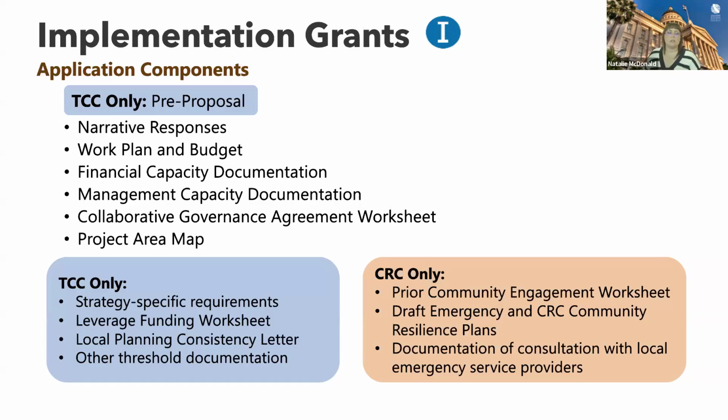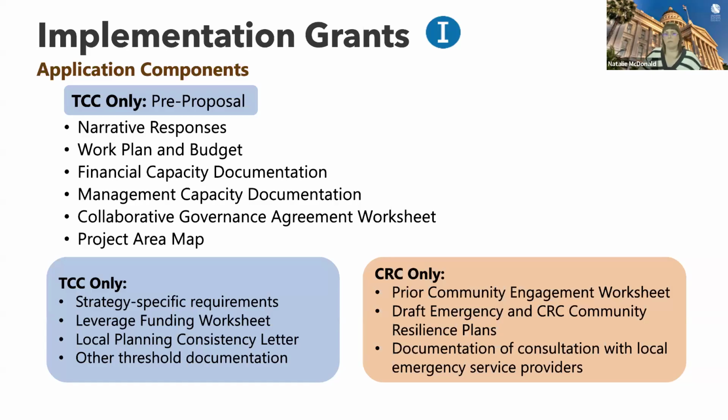Applicants will submit an application work plan and budget detailing anticipated costs, timelines, and deliverables for their proposed projects using an SGC provided template. Applicants will need to demonstrate their financial capacity and management capacity to administer the grant and complete proposed activities, including letters of commitment and financial documentation. Applicants will also submit a collaborative governance agreement worksheet, which we will describe in depth in a few minutes.